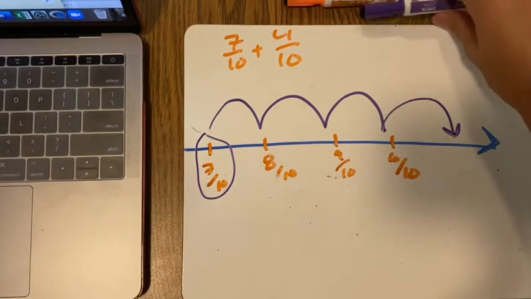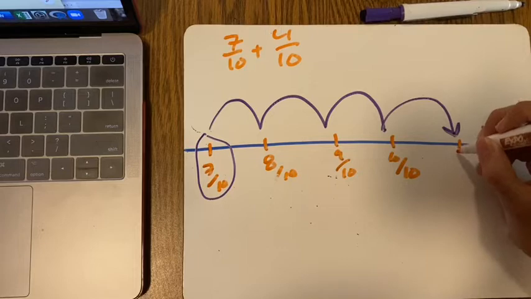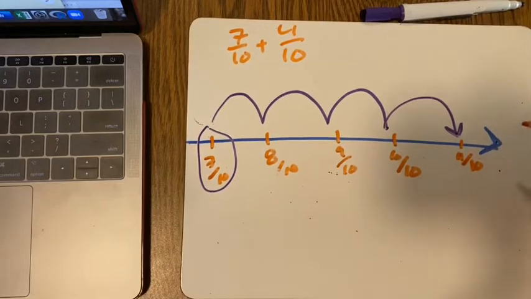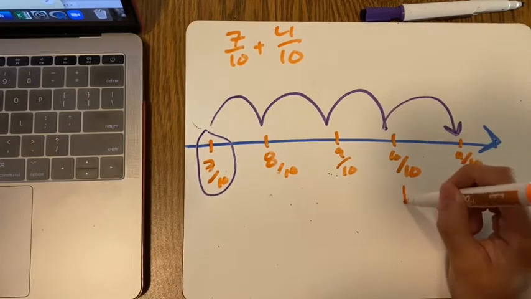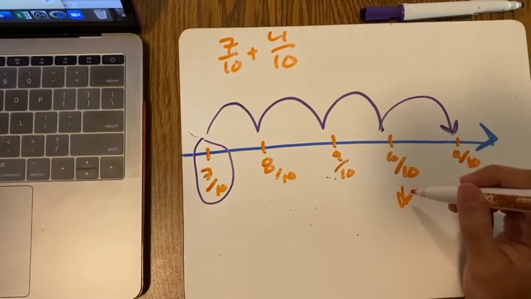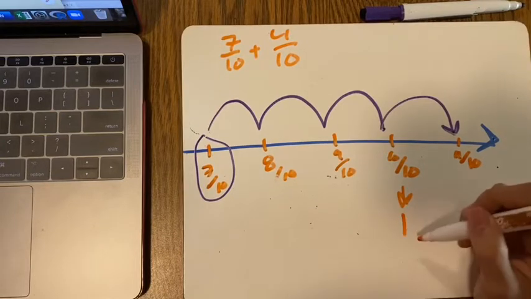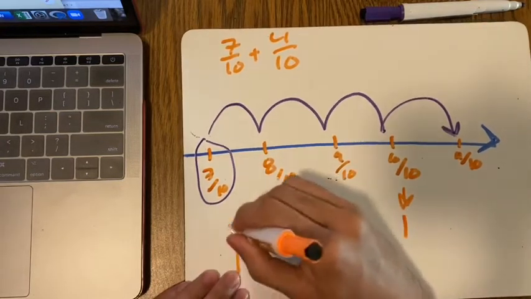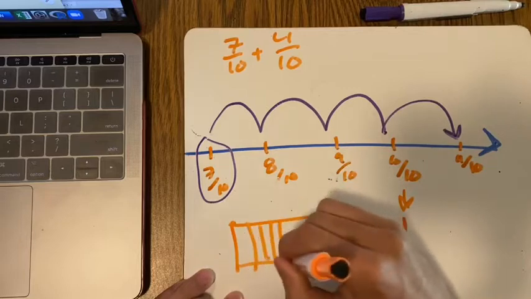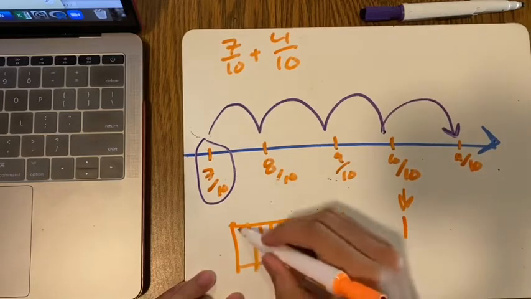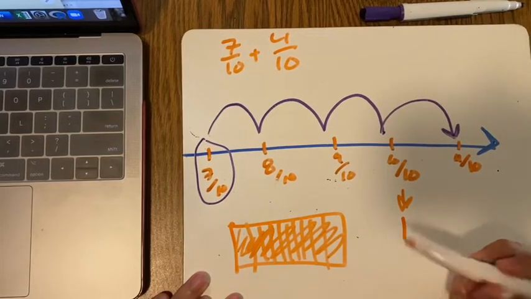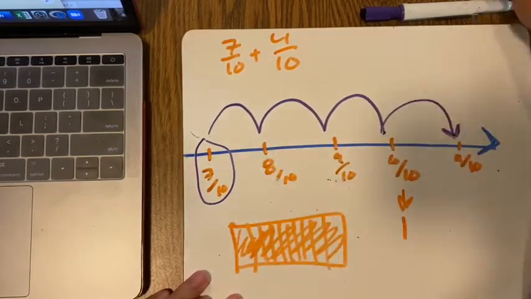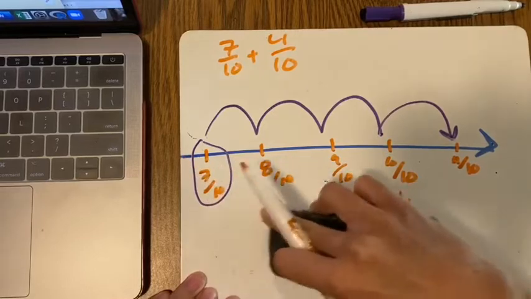Well, one way we can write it is 11 over 10. But let's go ahead and write that as a mixed number, because I think that makes just a little bit more sense. Well, here I have 10 over 10. And if I have 10 over 10, that means that I have one whole, right? If I have a box of 10, 1, 2, 3, 4, 5, 6, 7, 8, 9, and all of them are filled in, 10 of them are filled in, then that means I have one whole, right? It's one full piece.